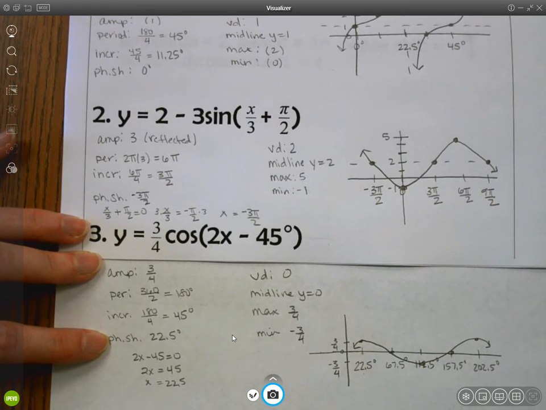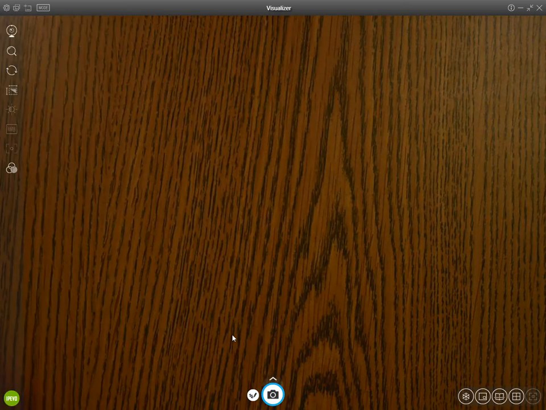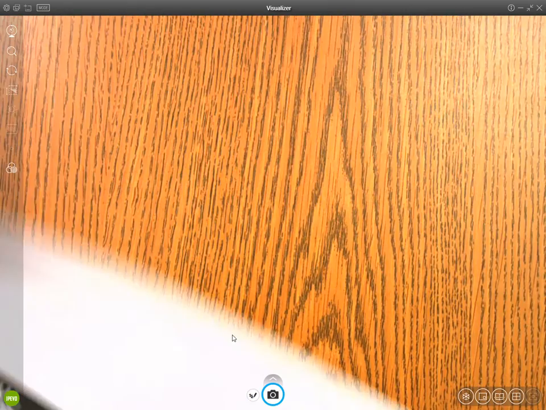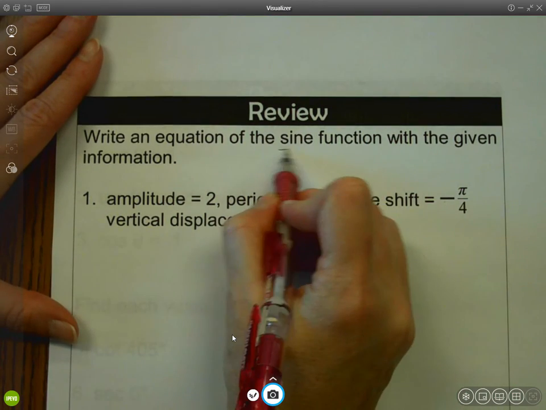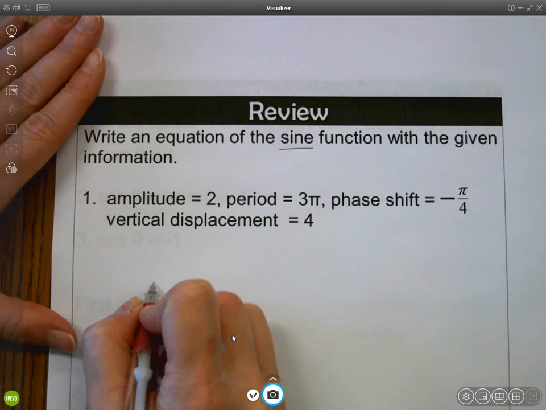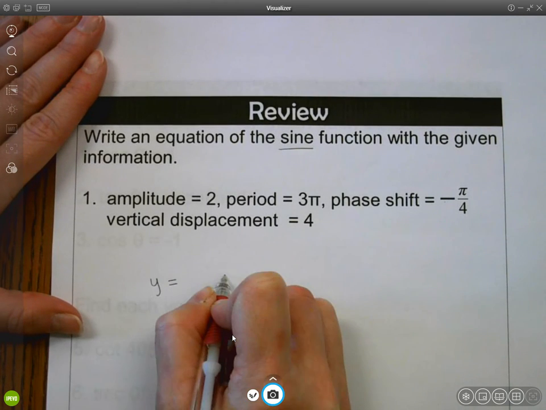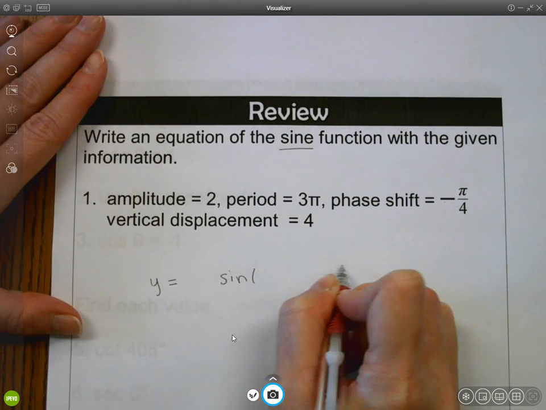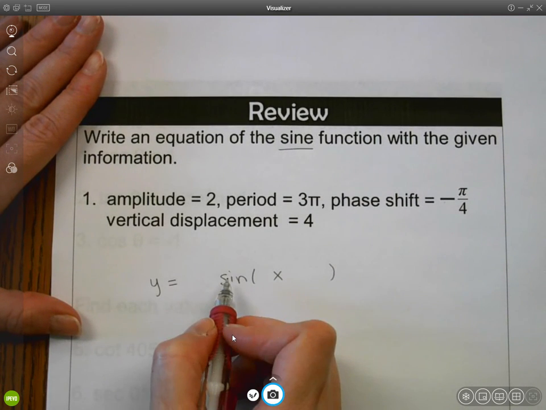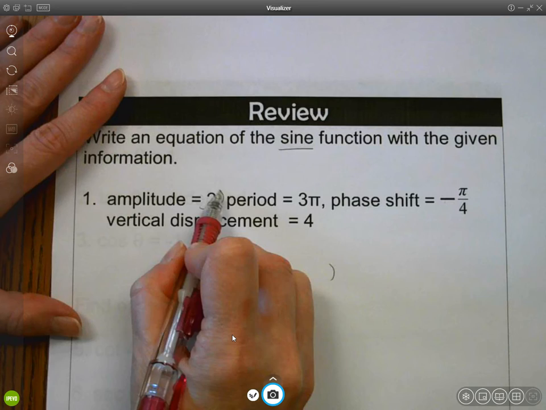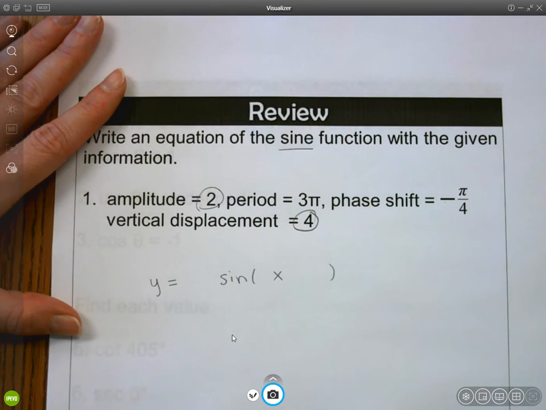All right, so that's our review of graphing. Next, if I give you the info, can you write the equation? So first of all, it says you're writing a sine function. So we know we want y equals, and we need a sine, and we need a variable. All right, so these things can go in with no work at all.